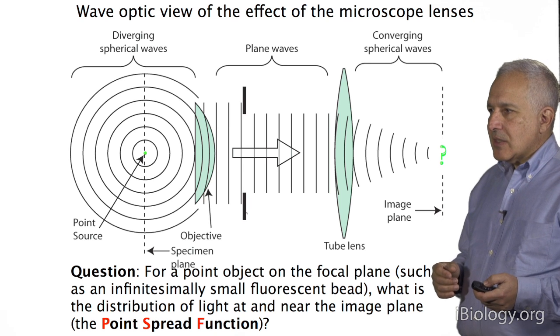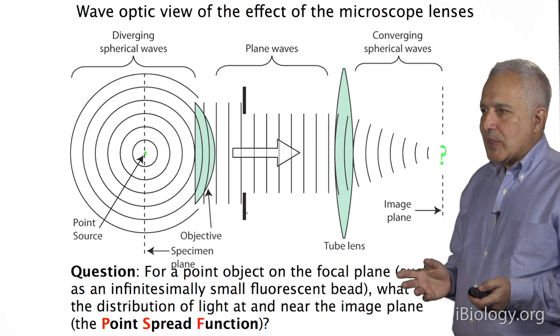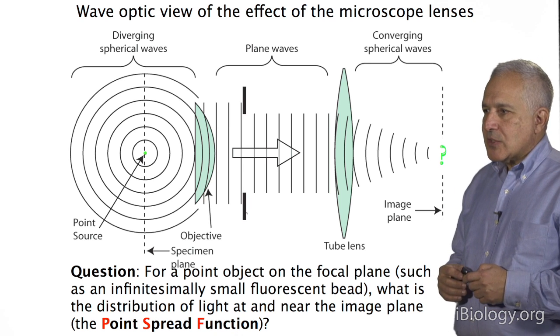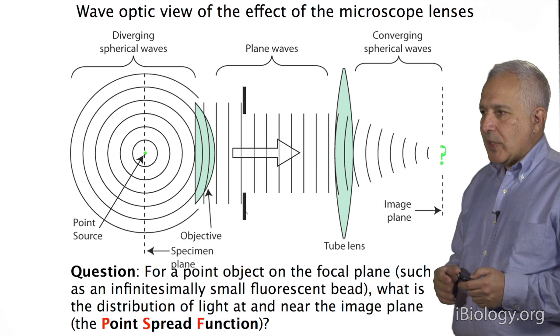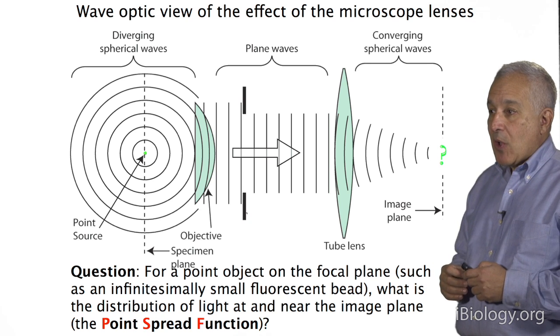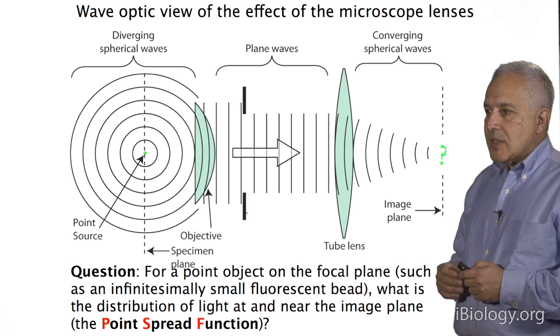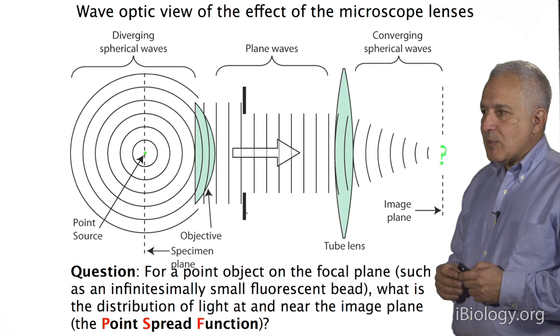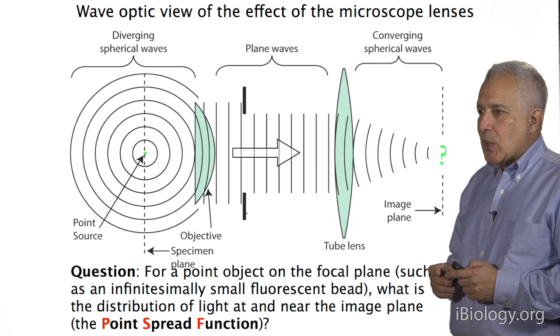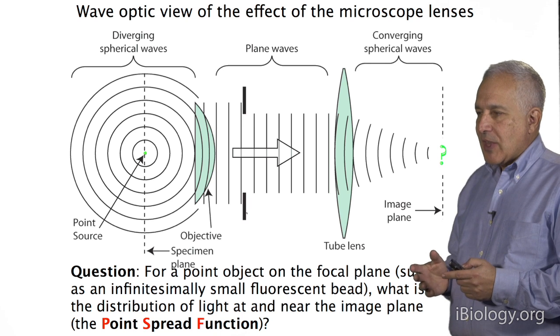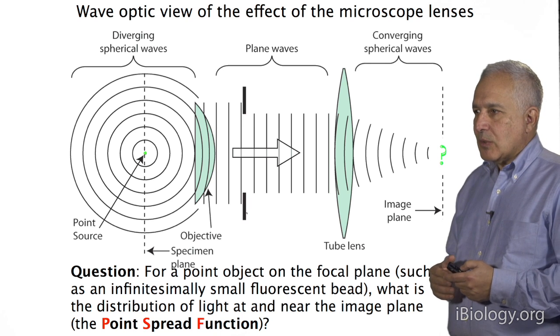And this allows us to ask the following question, which is, for a point object in the focal plane, such as an infinitesimally small fluorescent bead, what is the distribution of light in or near the image plane? How is that point spread? Is it spread, first of all? And if it's spread, what is the function of that spread? How does it end up being a particular distribution?